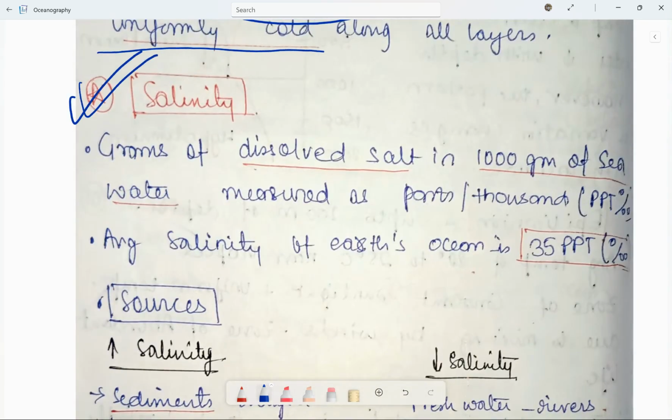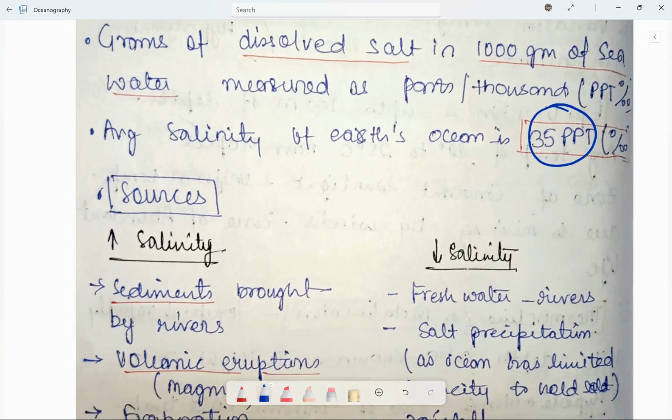Next comes the concept of salinity. Salinity is the amount of dissolved salt present in 100 grams of seawater, which is measured as parts per thousand, that is ppt. The average salinity of water is around 35 ppt. Now, how do we get salt in the water? There are various factors which result in an increase of salinity and which result in a decrease of salinity.